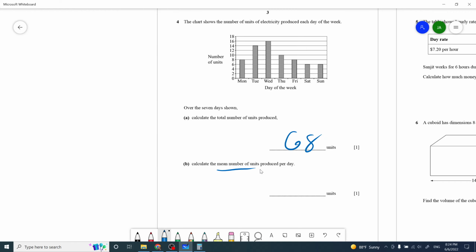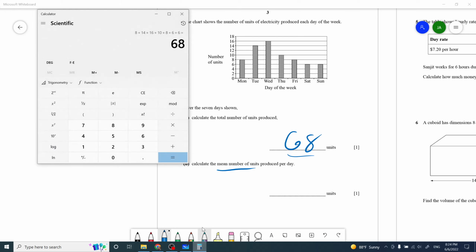And now we need to calculate the mean number of units produced per day. Well, we're going to take this number and divide it by however many days we have, which here is 7. So we take 68 divided by 7, which will give us this beautiful number. So let's go ahead and round it to a nice, decent number.